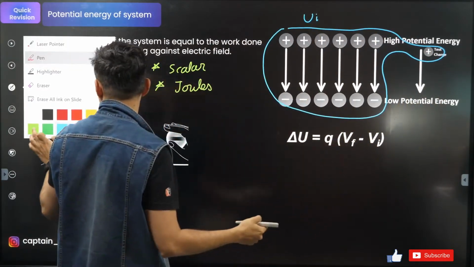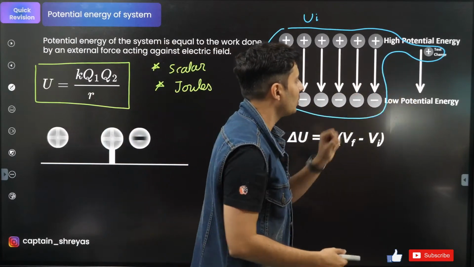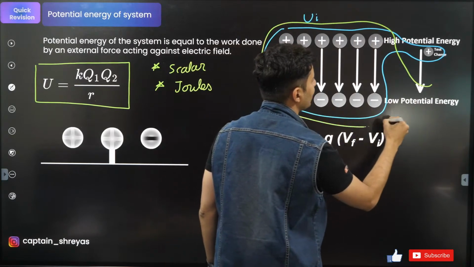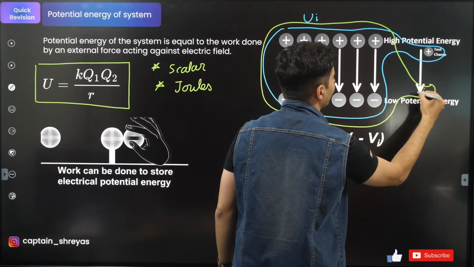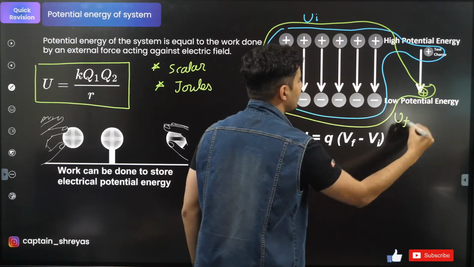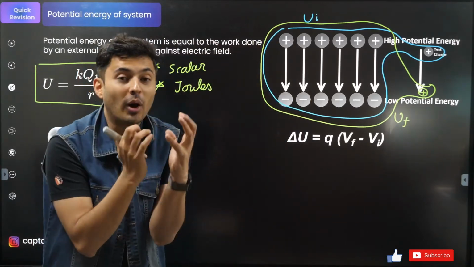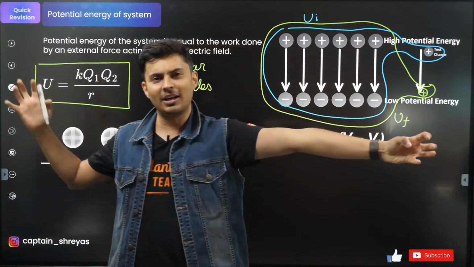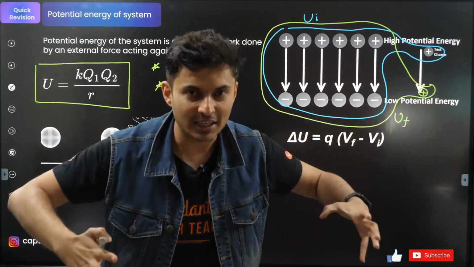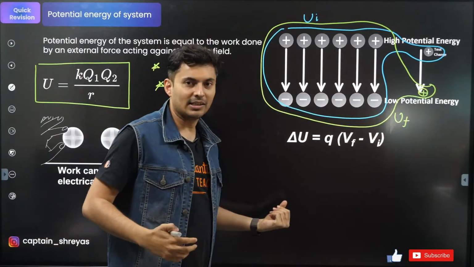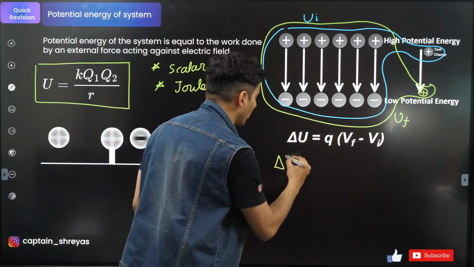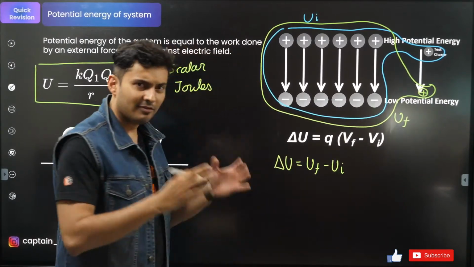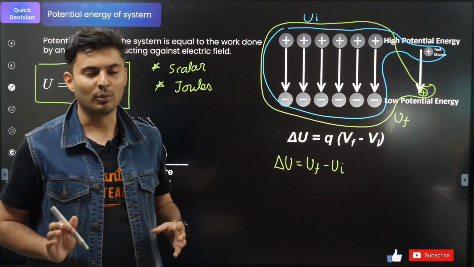The moment I move this charge from here to here, it has changed the configuration of the system. So there is a new potential energy Uf. So what will happen? Energy will change. If I take a charge from one place to another, then the potential energy will change. So the change in the potential energy can be calculated as the final minus the initial potential energy.